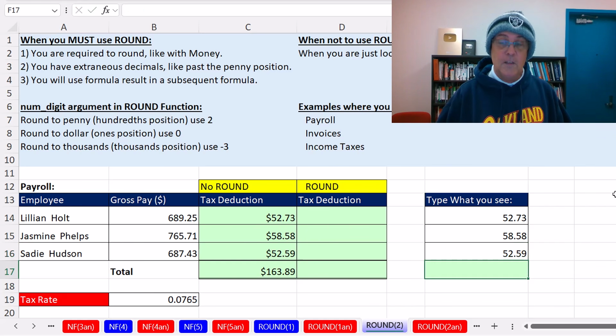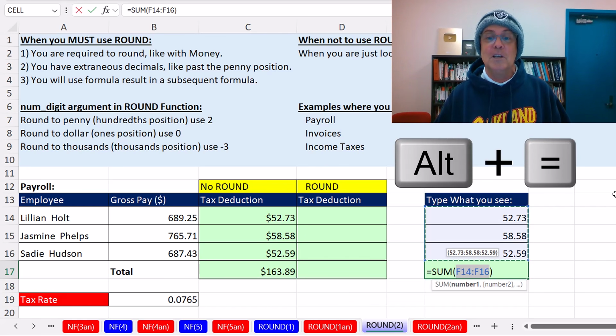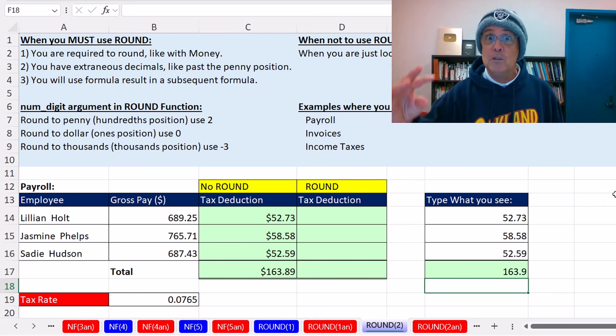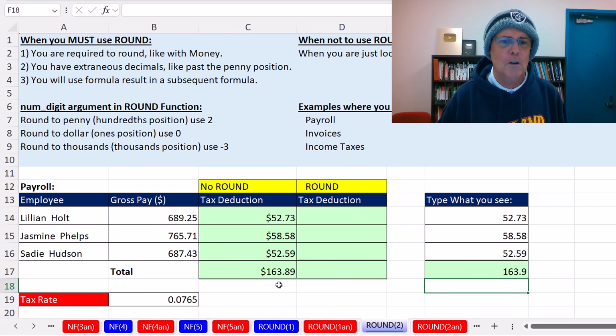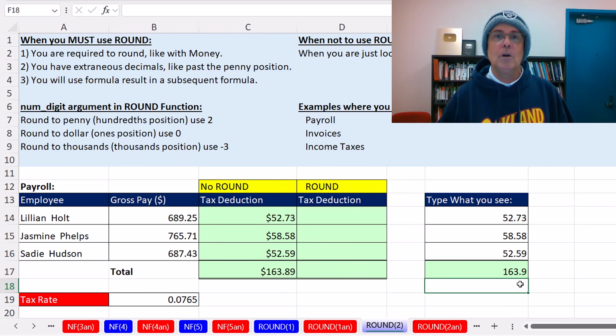52.59, enter. And then she says, whoa, I didn't know about that keyboard, Alt equal, that's pretty good. Alt equals, and bam, she just proved that when you actually type those numbers in, the actual numbers, it's not equal to 163.89. It's 163.90.